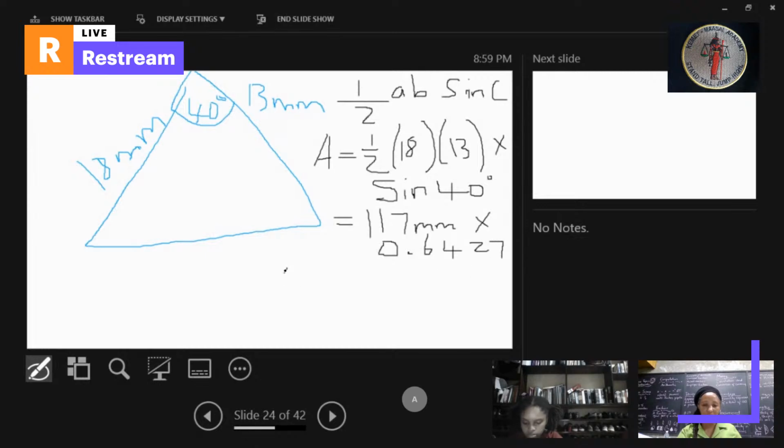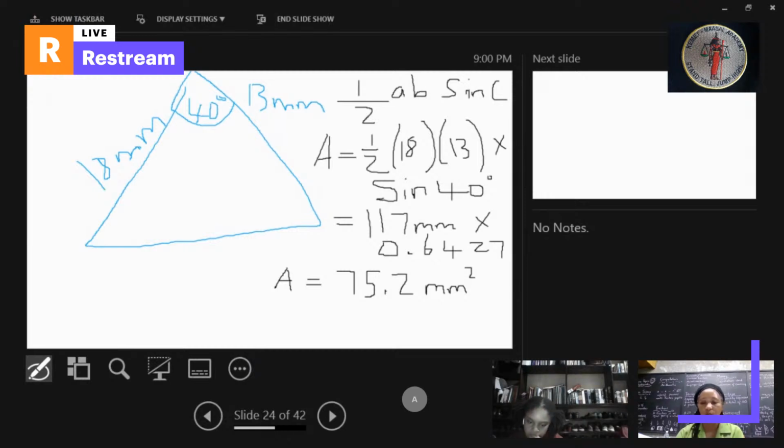All right, so when you multiply them, what do you get? Okay, it's 117 times 0.6427. Miss, that's 75.1959. All right, so let's round it to 1 decimal place. Okay, Miss, meters squared. Millimeters. All right, so everybody got a chance to do each one, right?